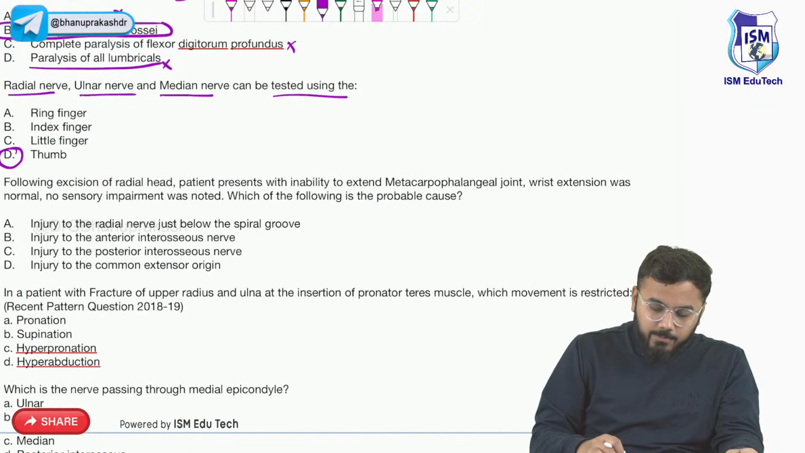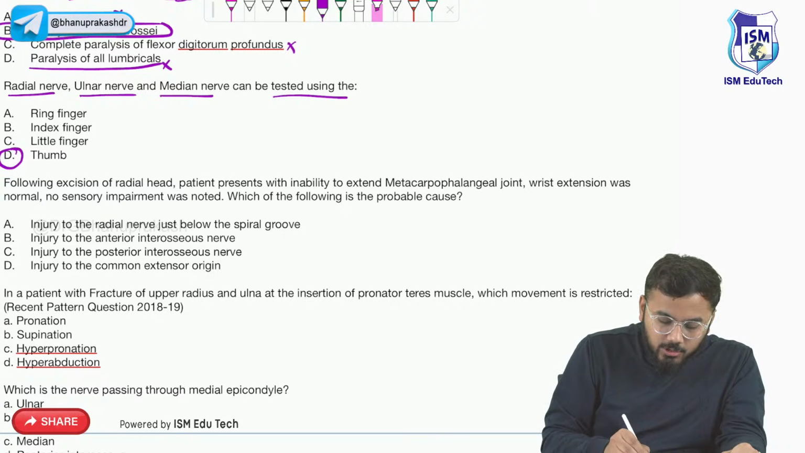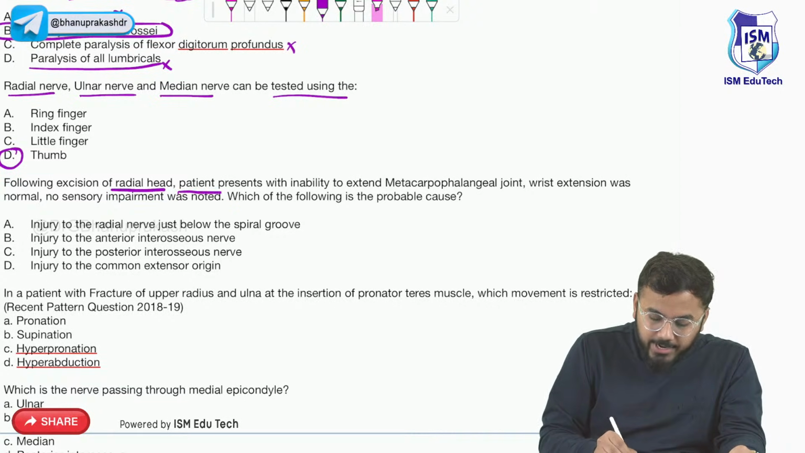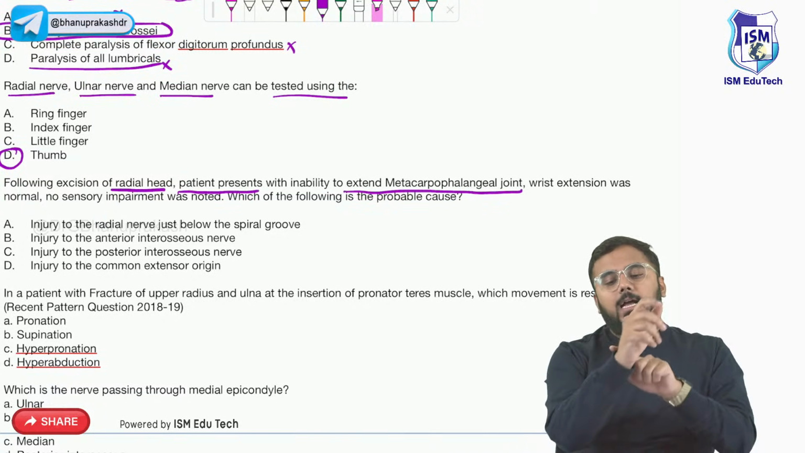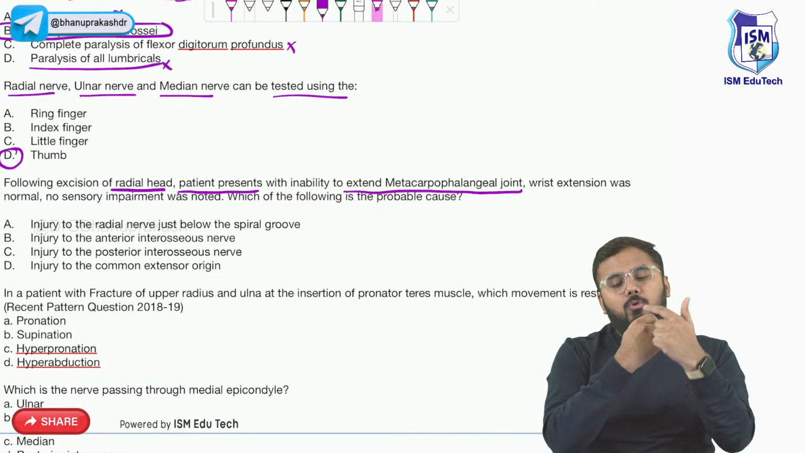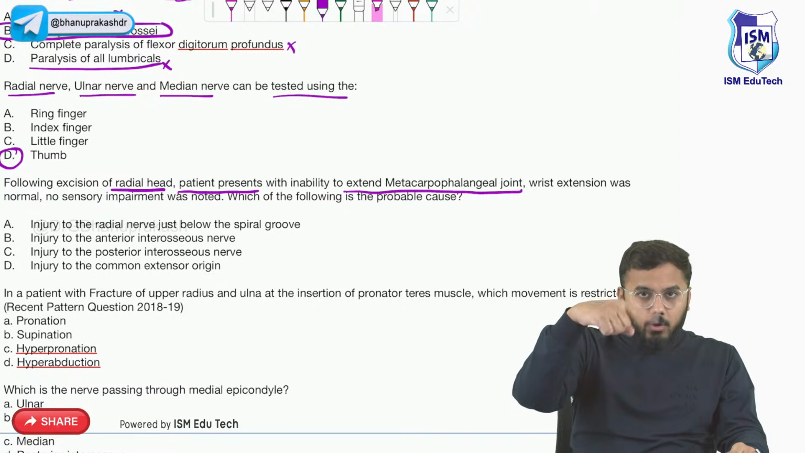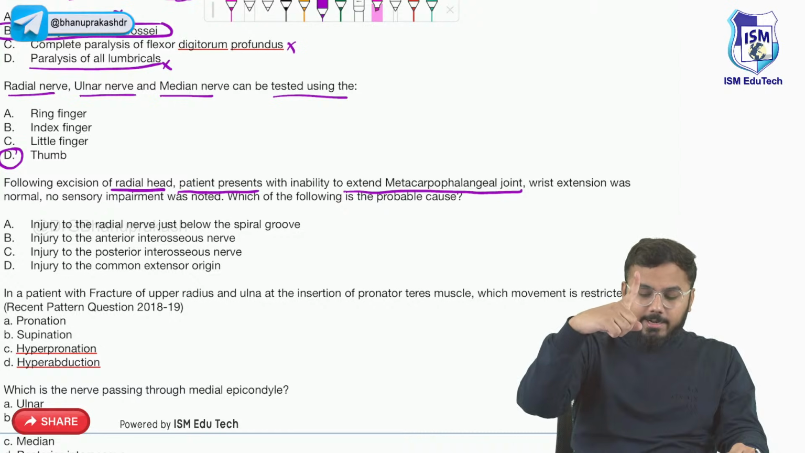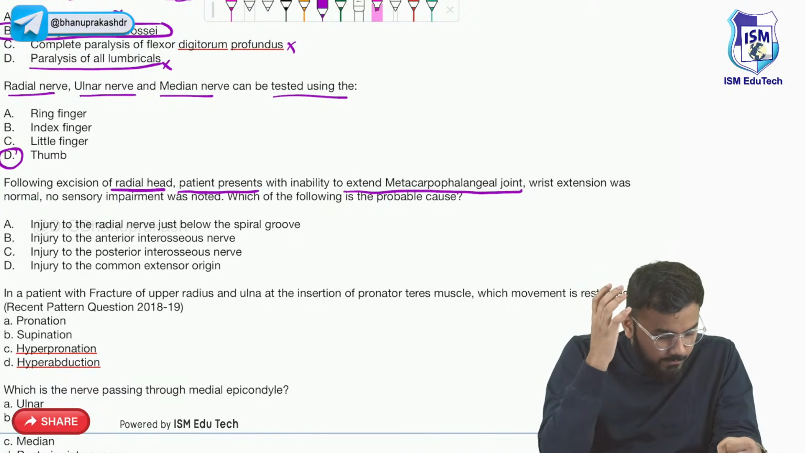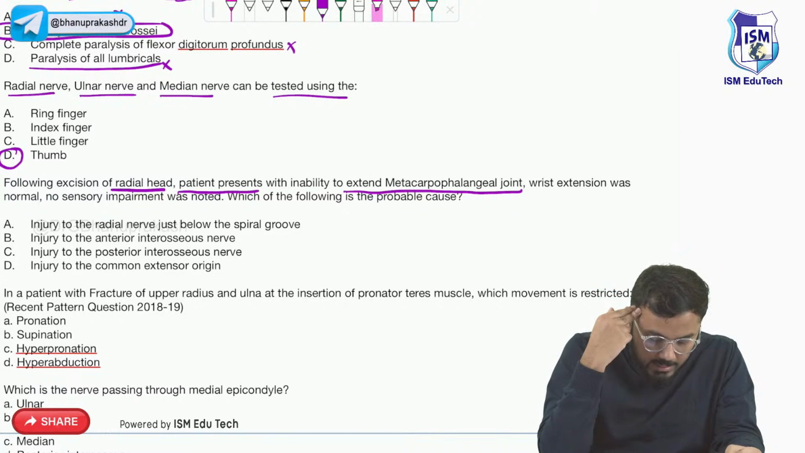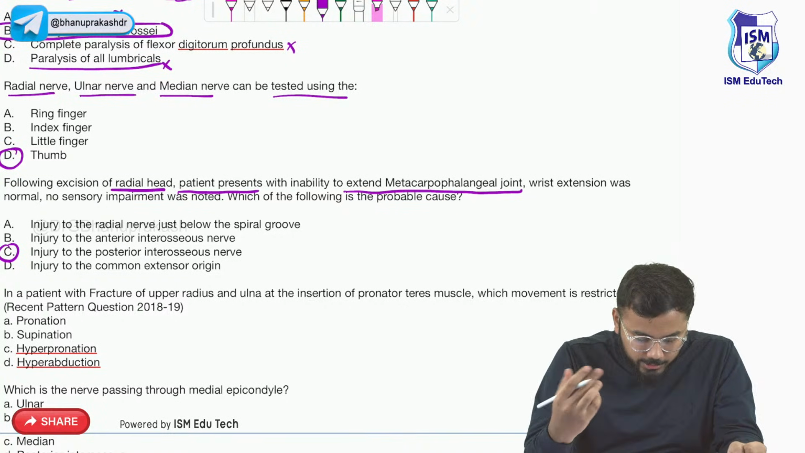Okay, look at this question. Following excision of radial head, patient presents with inability to extend metacarpophalangeal joint. This is from the carpal, this is from the metacarpal. Metacarpophalangeal joint, he is not able to extend it, right? Why? Because there is a drop. That is why he is not able to extend it. So now you tell me, which nerve injury? Very good, Isha Kaur. Injury to posterior interosseous nerve.